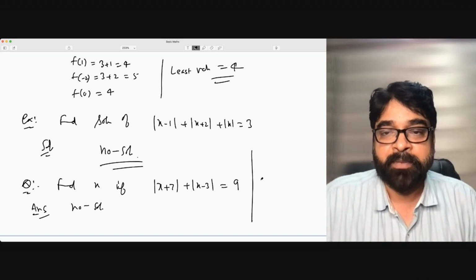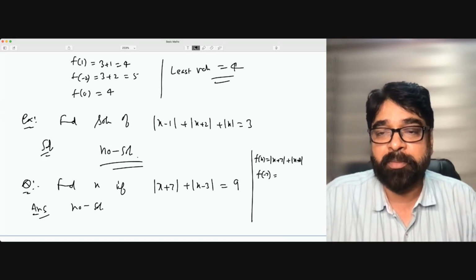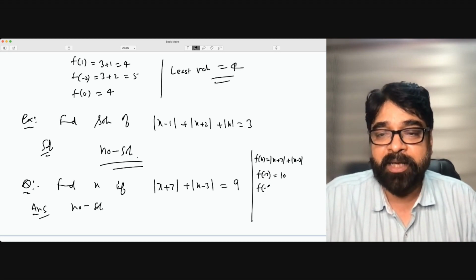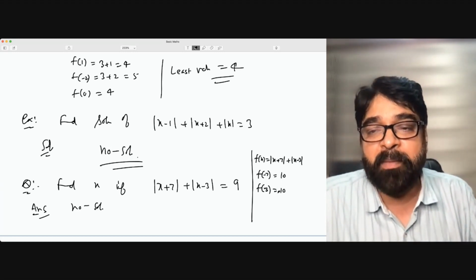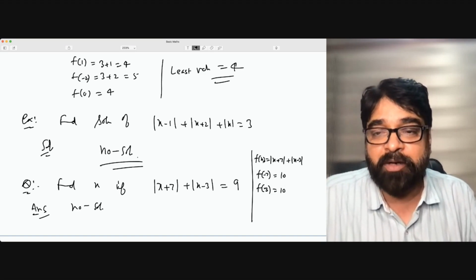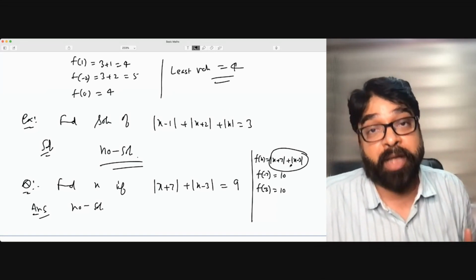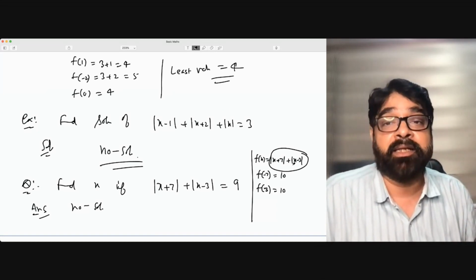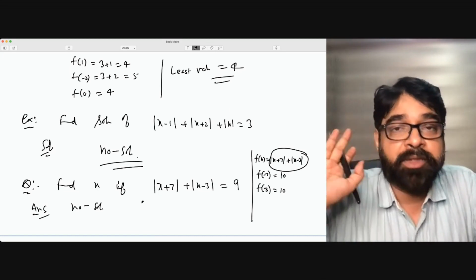Did not understand? Assume f(x) equals mod of x plus 7 plus mod of x minus 3. So f(minus 7) will be what? 0, and this will be 10. f(3) will be what? This will be 10 and this will be 0. Both are equal, so the minimum of these two is what? 10 itself. So the least value of this function is 10. This whole value is always bigger than or equal to 10. It cannot be less than 10, and you are saying equal to 9. So no solution. Did you understand my point?